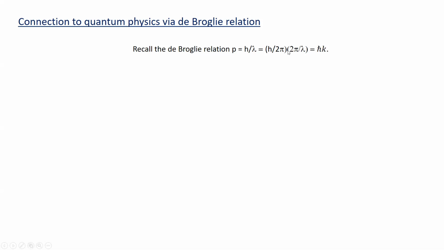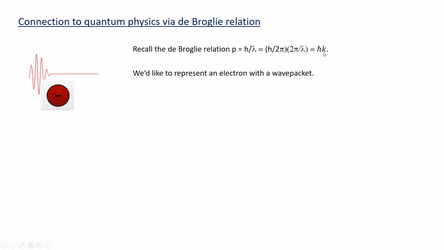And we get h over 2 pi times 2 pi over lambda. But h over 2 pi is h bar, and 2 pi over lambda is our wave number k. So we have another way to express the de Broglie relation. h over lambda is h bar times k. Okay, so remember, our goal is to represent a particle like an electron with a wave packet, so that we can have it localized in space, as suggested here. Here's the electron, and it's moving along in space.